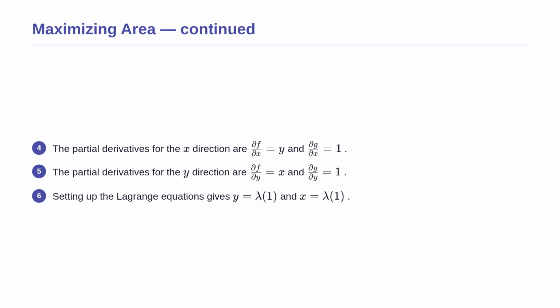Continuing with our setup, we take the partial derivatives. The derivative of the area with respect to x is y, and with respect to y is x. For our constraint, the derivatives are simply 1 in both directions because adding a meter of width or length uses exactly 1 meter of fencing. Plugging these into our Lagrange equations, we get our first equation, y equals lambda times 1. Our second equation is x equals lambda times 1.